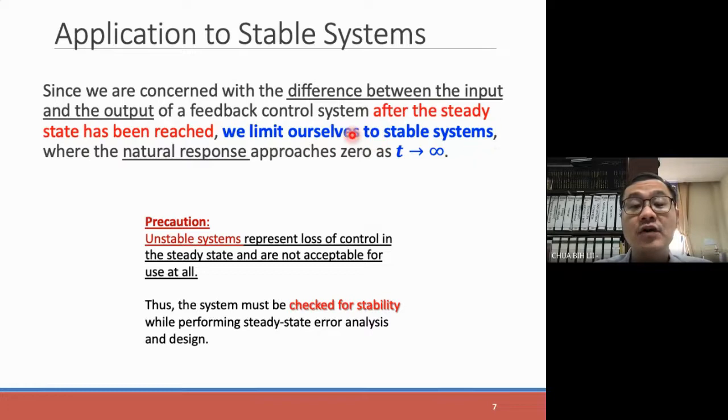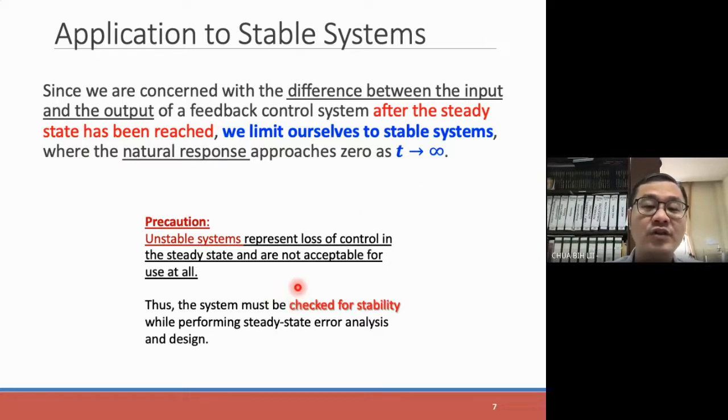So for a stable system, the natural response will approach zero, which we say the time is infinite, right? So again, an unstable system we would not consider. We only consider steady state for a stable system. Unstable systems, which represent loss of control, we will not consider for the steady state checking.